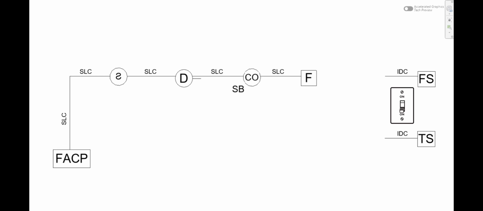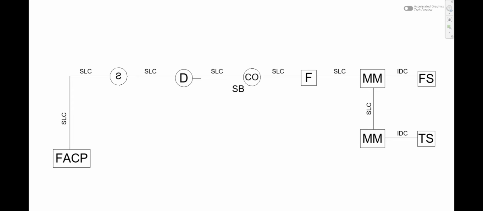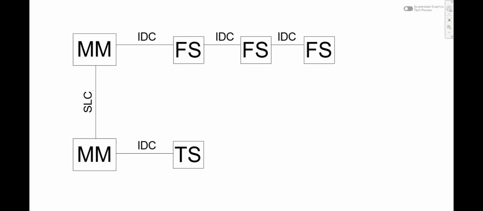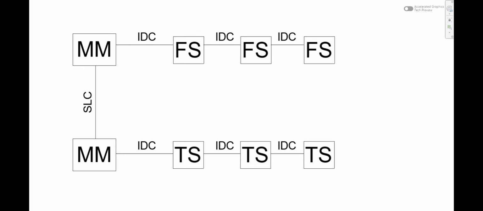But we have to connect these two circuits together, so we need a middleman. And that middleman is a monitor module. With the monitor module, we're able to connect the initiating device circuit to the signaling line circuit. Let's take a closer look at the initiating device circuit. We don't need a monitor module for every single flow switch. We can connect multiple flow switches to a single monitor module, and the same thing with tamper switches.